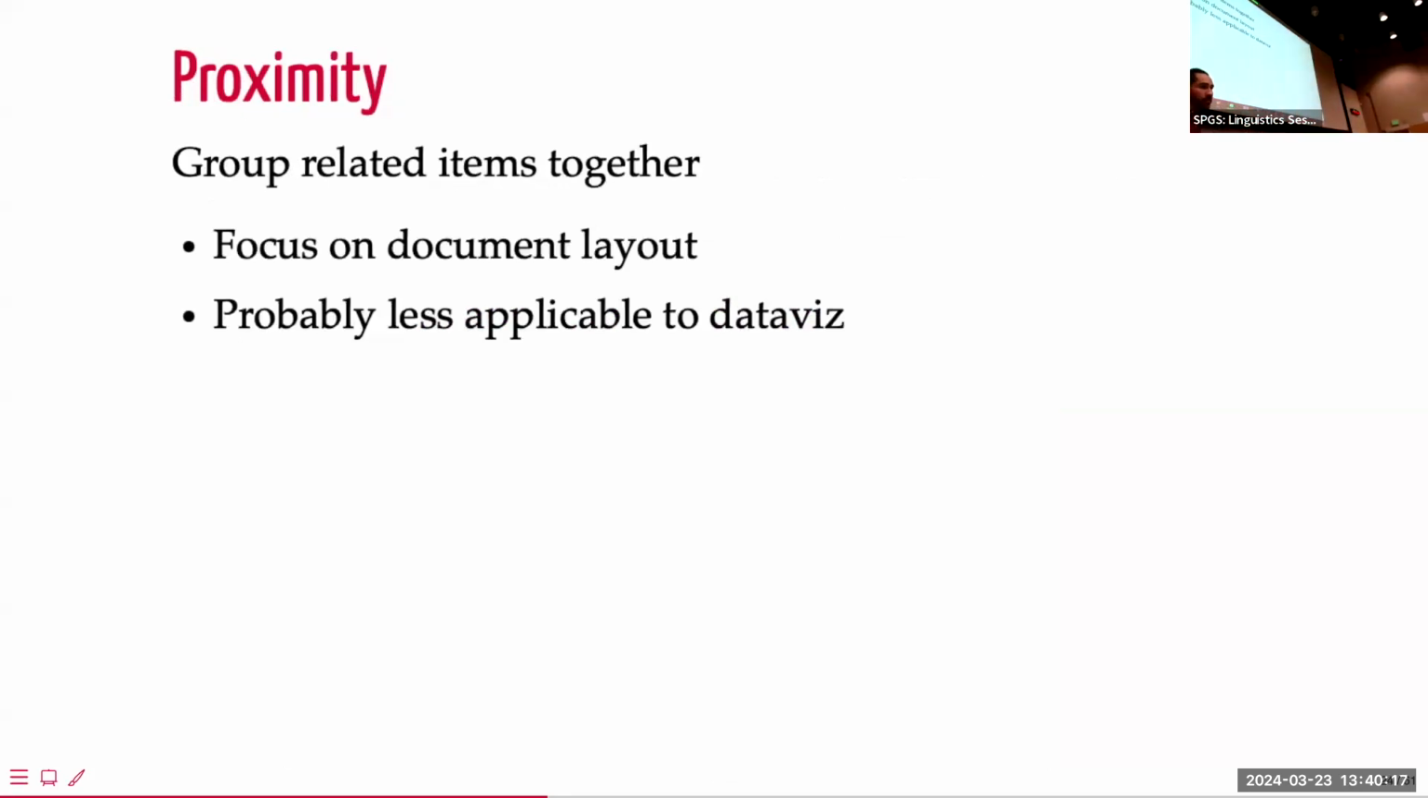You can group related things together in a way that makes sense depending on what you're doing. So this again has to do with the focus on the document layout. Sometimes I think that this is less applicable to data visualization. It's more about the tables and stuff, but it's part of the CRAP acronym. So I would feel like I'm not doing the book justice if I don't mention it. But like I said before, I think the first three are the ones that really will help us.